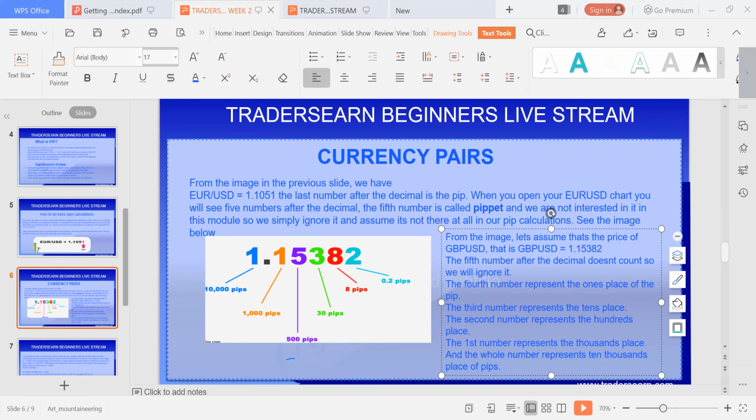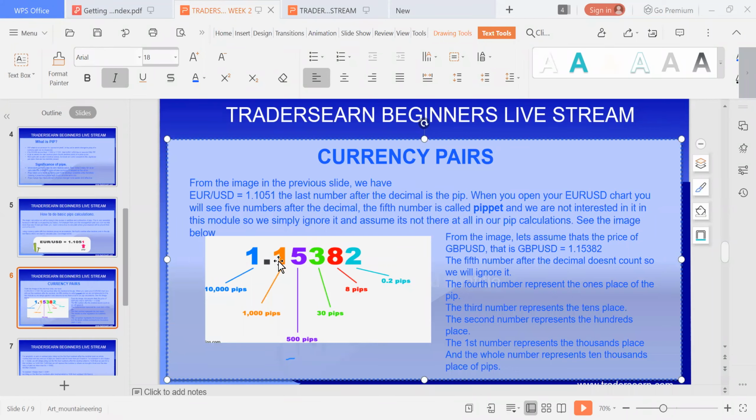What's happening? Can you see my screen? Okay, let's proceed. Can you still see my screen? Are you still seeing my screen? Okay, all right. Now let's proceed.